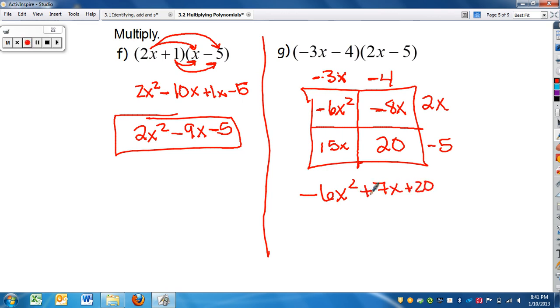Again, I want to strongly reiterate, you can use either method. I don't care. If you like to use the box, use the box. If you want to distribute, you can distribute. A lot of students have seen the distribute before, and I am totally fine with you using that. Just pick the method that you're better at and use it. I do want you to become familiar with the box a little bit because we are going to use this when we get to Unit 5.